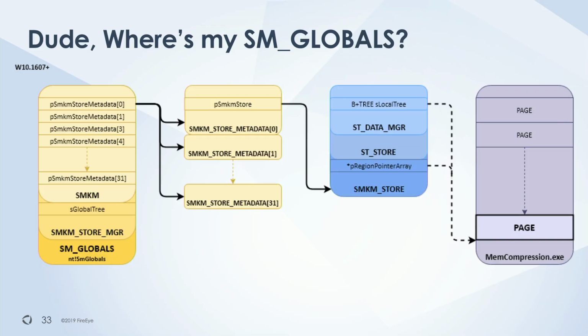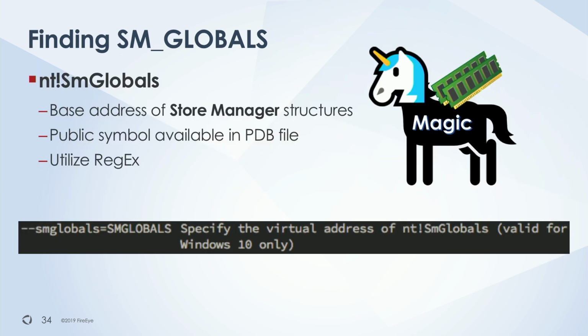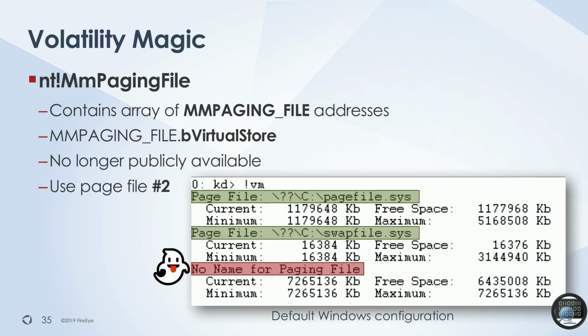So I use this. And the two offsets that we needed to make this happen was SM globals. If you remember this slide from Omar's talk, SM globals is at the very bottom left. It's the very beginning of this whole chain to find the page in mem compression. So we need to find SM globals. SM globals is publicly available in PDBs, or program databases, but I can't ingest those with Volatility. So instead, we use a regular expression to scan over ntoskrnl memory and find it. Perfect. And in case you do know the address ahead of time, you can also specify it on the command line. All right, that's one address down.